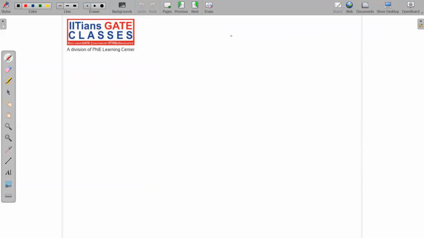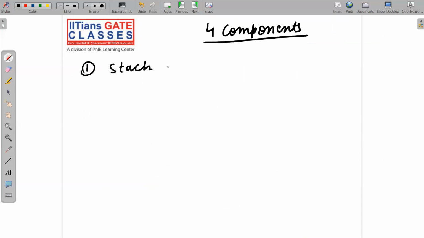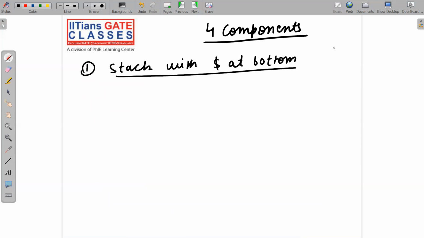So this LL1 parser has 4 components. Rather, most parsers will have these 4 components. The very first component is the stack, with dollar at the bottom. The stack will look like this, dollar at the bottom. This is your first component.